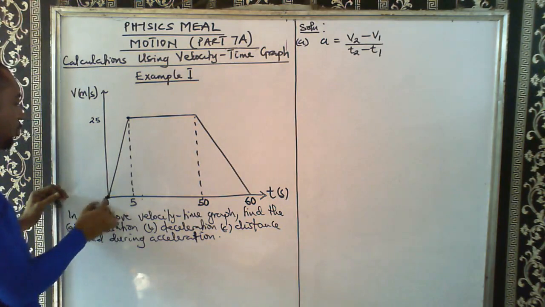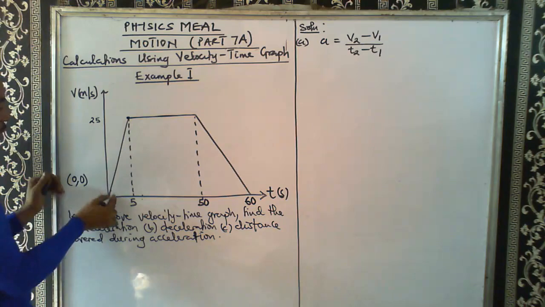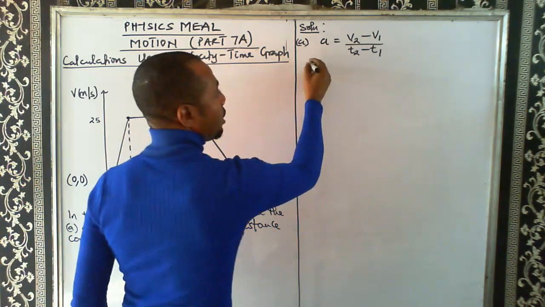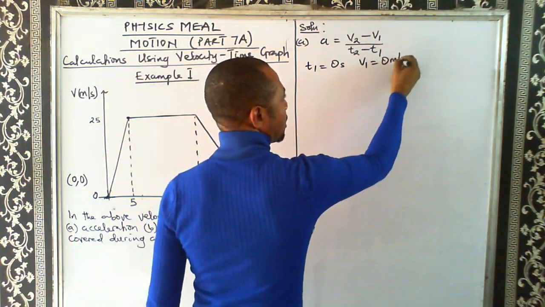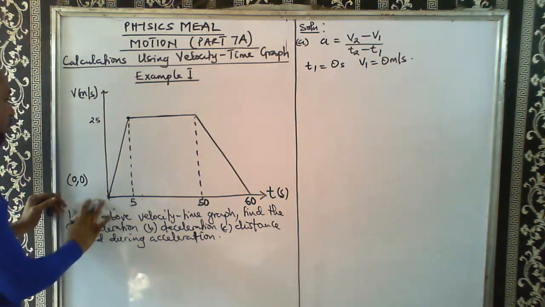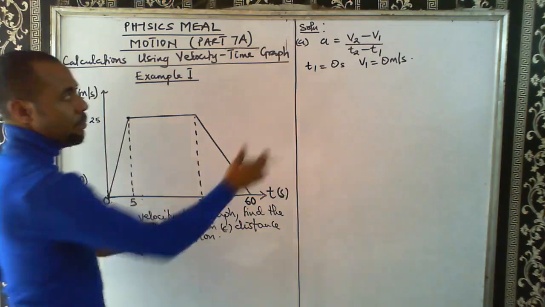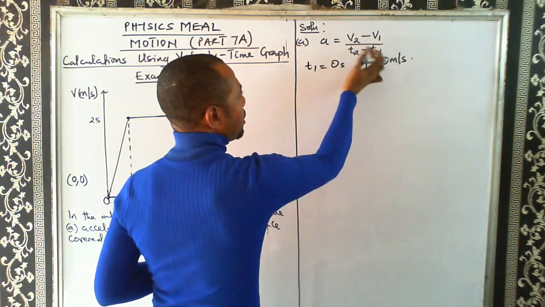Now at this point, this is the origin, so 0 and 0. Both the time and velocity are 0 here, because if you trace this horizontally, you get velocity 0, and you come down here, you get the time to be 0. So T1 is 0 seconds and V1 is 0 meters per second. That is the time and the velocity at this initial point. For us to use this formula, we need to obtain these, and we have obtained T1 and V1.